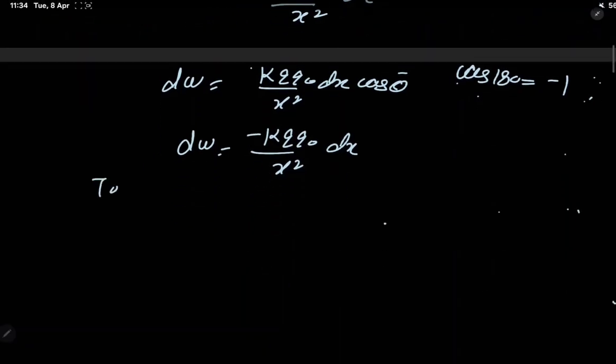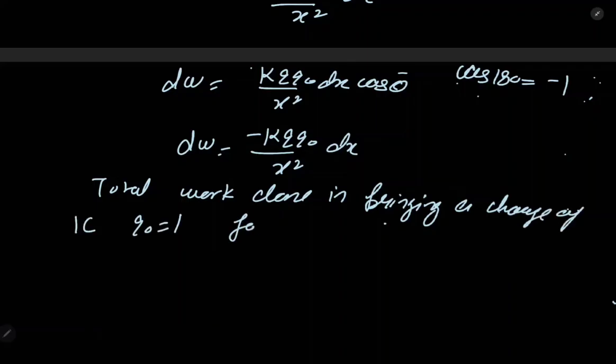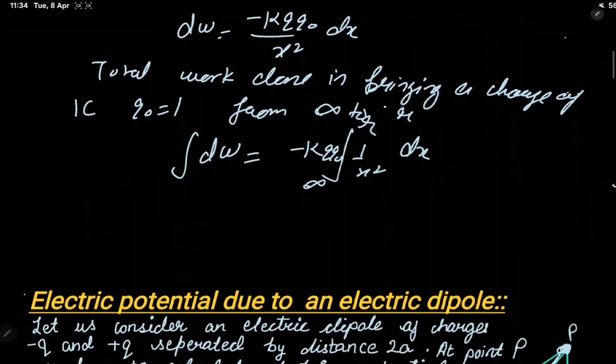Now to find the total work done in bringing a charge of 1 coulomb, let's say 1 coulomb, so q naught is equal to 1, from infinity to r, we'll integrate both sides. dW equals minus k q naught, here we have 1 upon x square dx, and the limits are infinity to r, right?